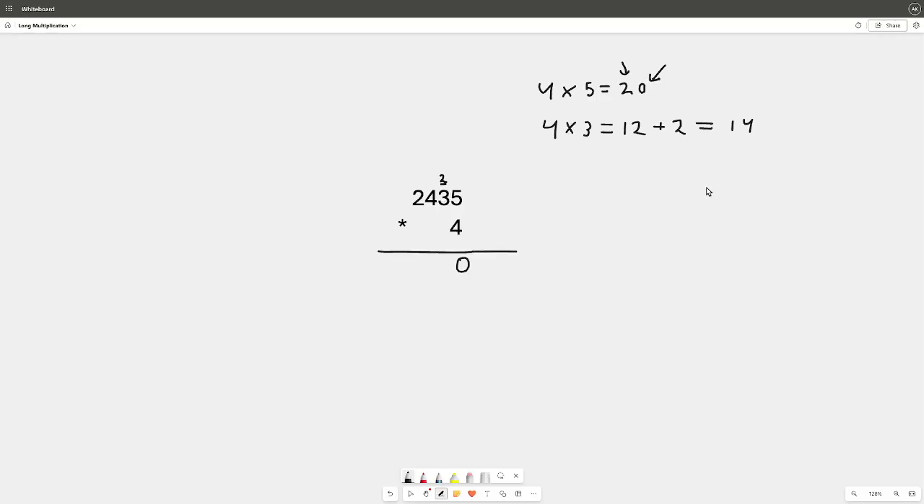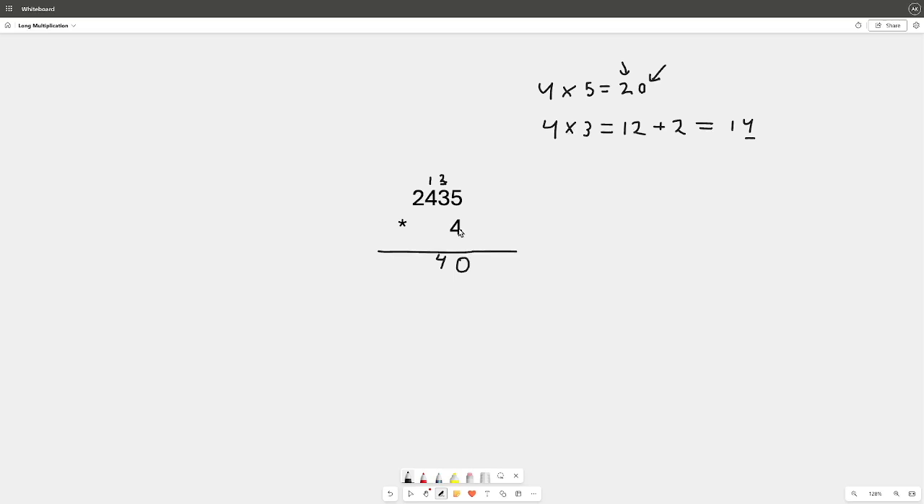So again, what do we do? We're going to put the second digit, the 4, under the 3 over here. The 4 goes under the 3. And the 1 is going to go on top of the 4. Right there. All right, so far so good. We're halfway done.